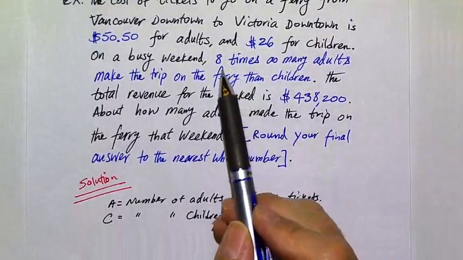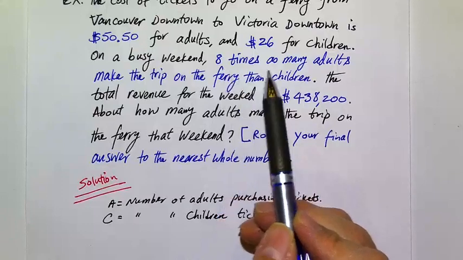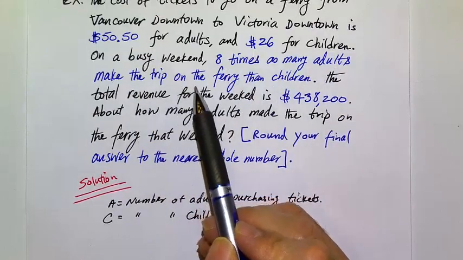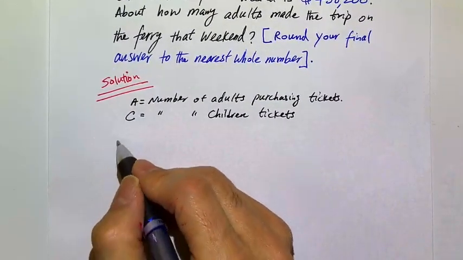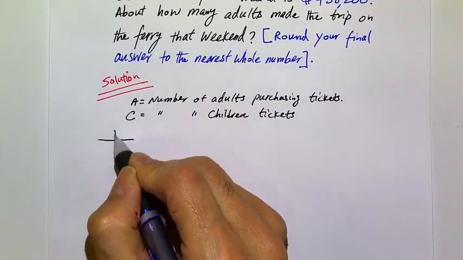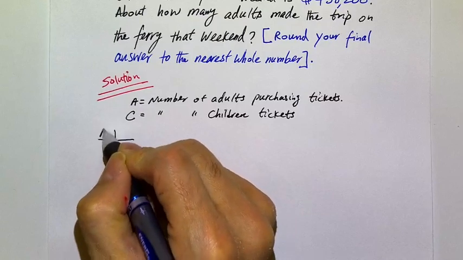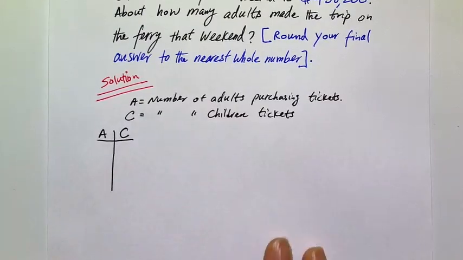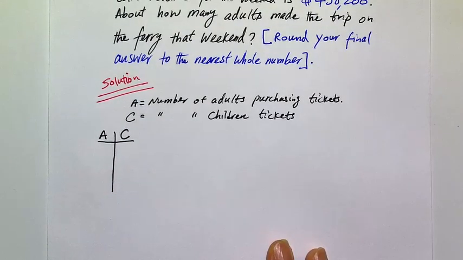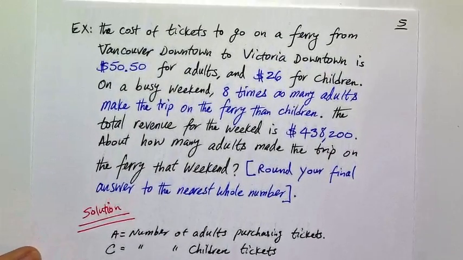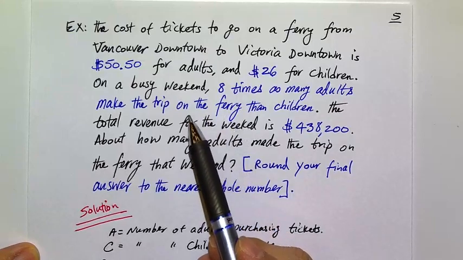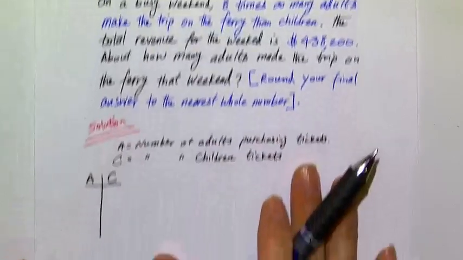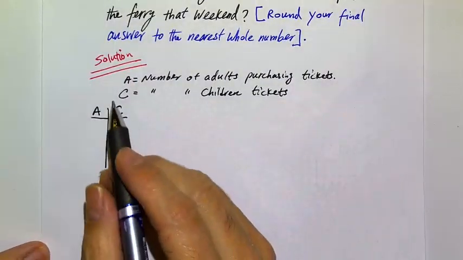So one equation can come from that: 8 times as many adults make the trip on the ferry than children. Let's make sure we understand that. So I'm going to set up a little table here. I'm going to put A for adults on this side and C for children on this side. So according to this statement then, more adults were purchasing tickets than children, right? In fact, 8 times more adults.